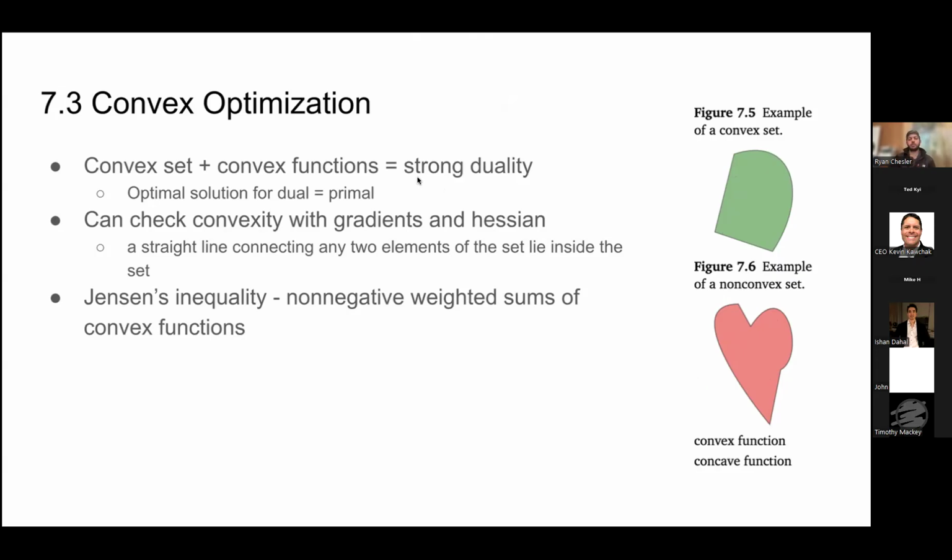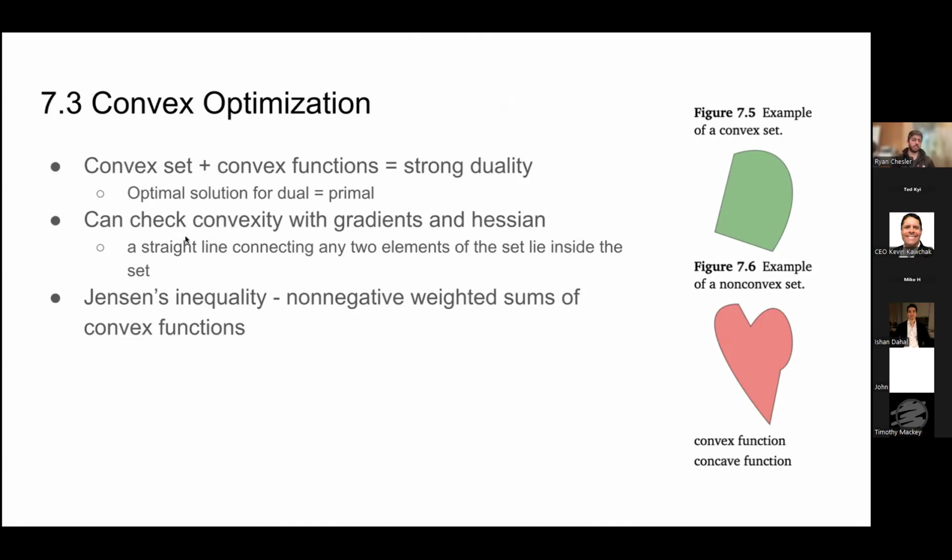One of the things that they were talking about was strong duality. So that is when the solution for the primal problem is the same as the dual problem. So like I was saying before, you have the transformed set, you can have the same solution in both. That means you have strong duality.